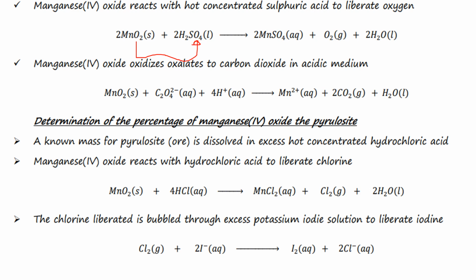After oxidizing it, it gets reduced to manganese(II) sulfate. So the manganese in this compound has the oxidation state of +4. After oxidizing, it forms the compound manganese(II) sulfate, in which its oxidation state is now +2. Now it's going to oxidize the sulfuric acid to get oxygen gas together with water.